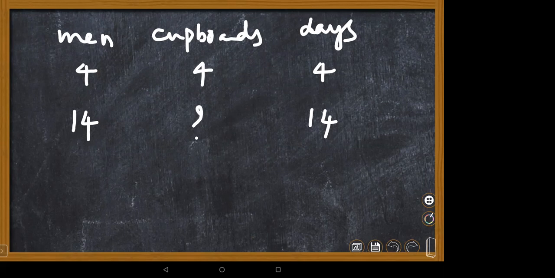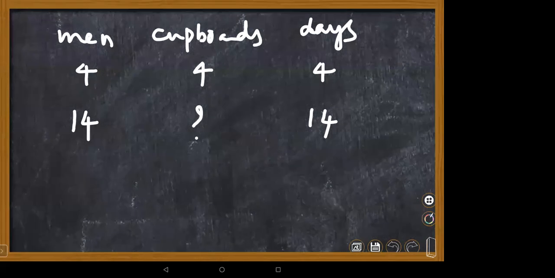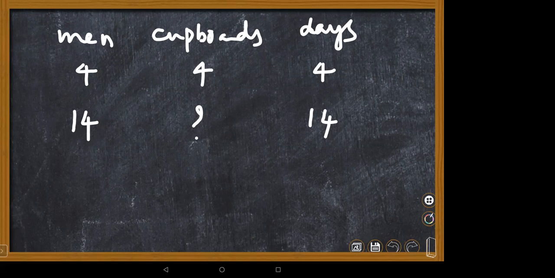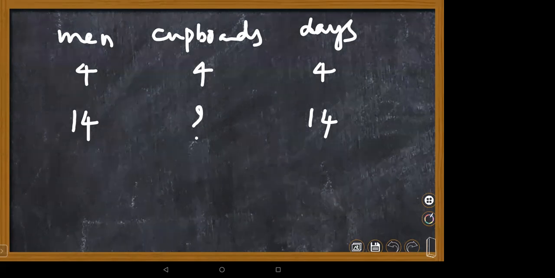No, here, listen carefully, children. 4 men can make 4 cupboards in 4 days. No, because the men is increasing, that's why. Yeah, men is increasing. Ma'am, this will be direct proportion. No, please think and give the answer, children. Don't think what you will get directly 14. Don't tell. Ma'am, more men, less days.